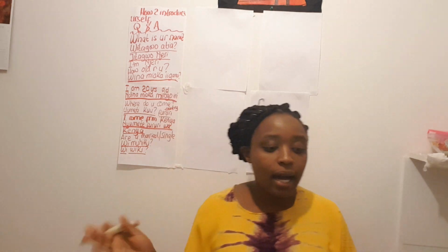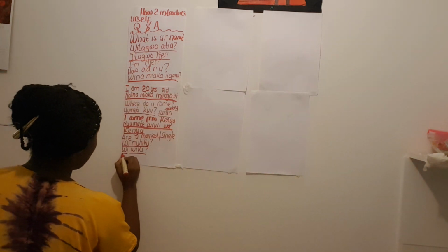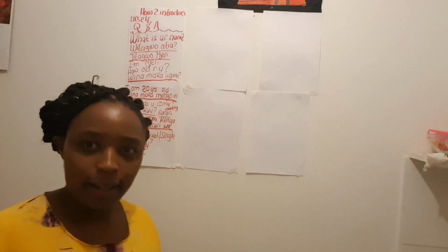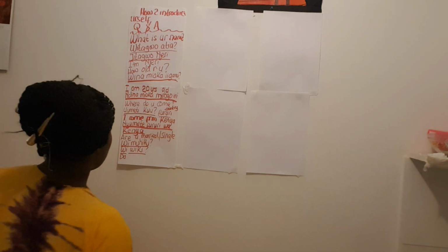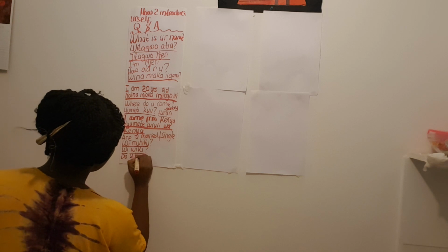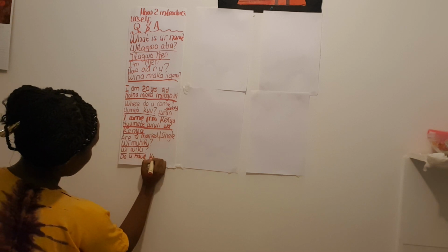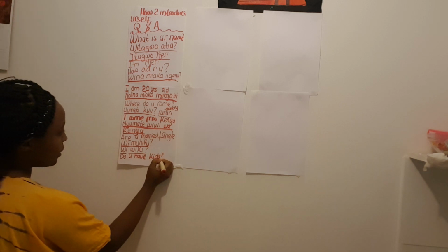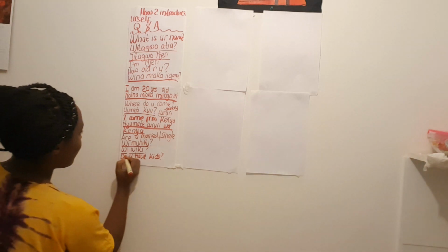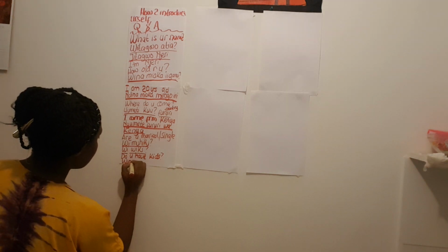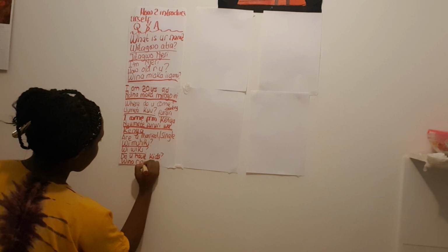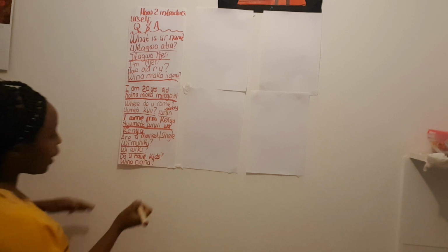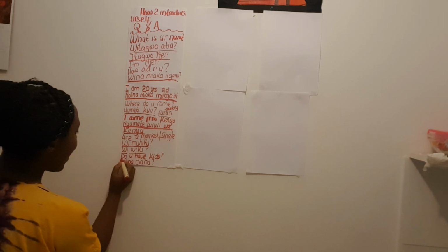Now, the other question that comes along in this conversation is automatically, do you have kids? Let's say somebody says he or she is married. So automatically the next question is, do you have kids? Which is wena shiana. Wena shiana.